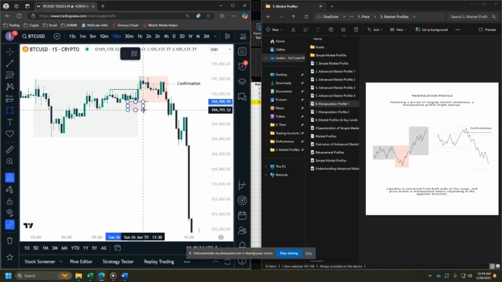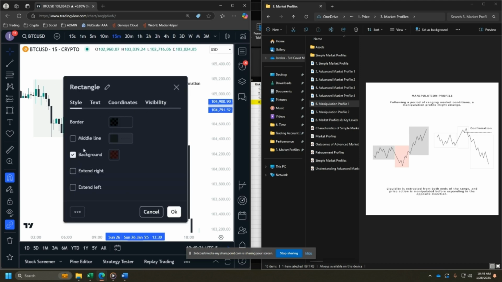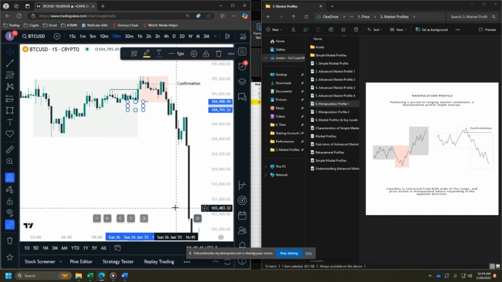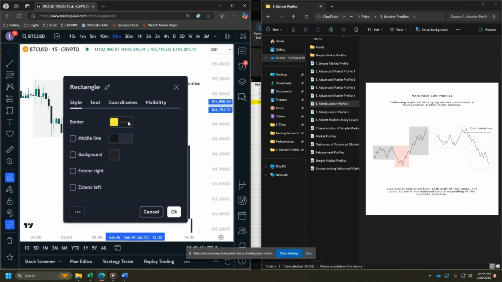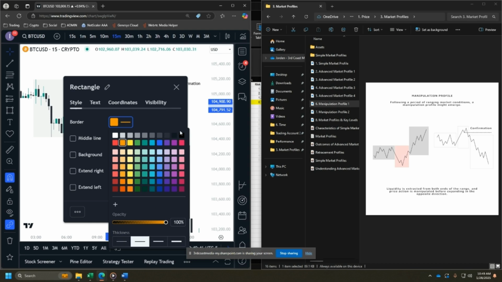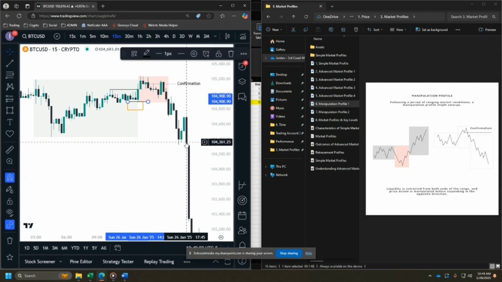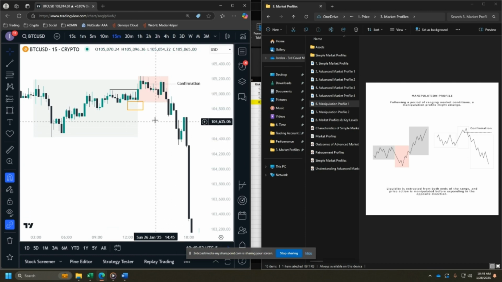I know it's a little bit tough to tell, so we'll make this a little bit more visible. We'll take off the background, we'll add a border, and we'll make it yellow. Let's see if that works. I might have to make it a little bit thicker. I'll make it orange, and then thicker. That's better. Okay, there we go. So we take that line off, so we can see how liquidity was extracted.